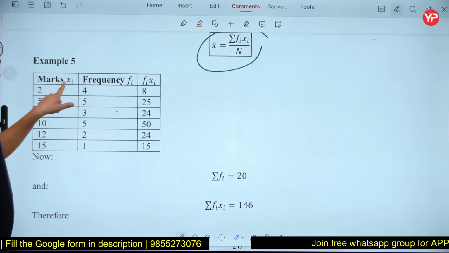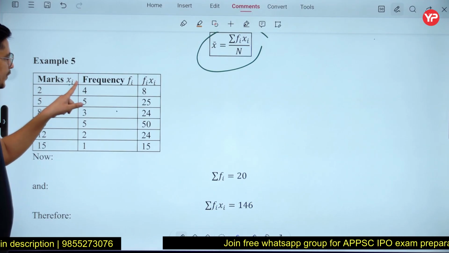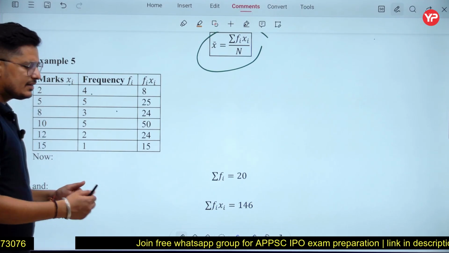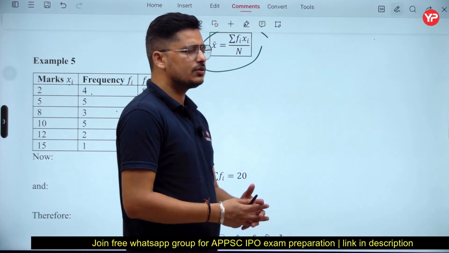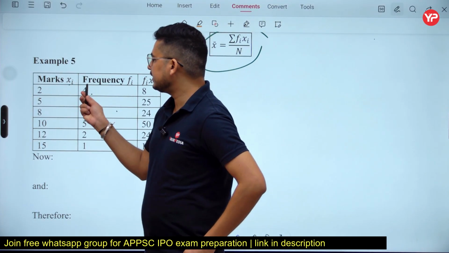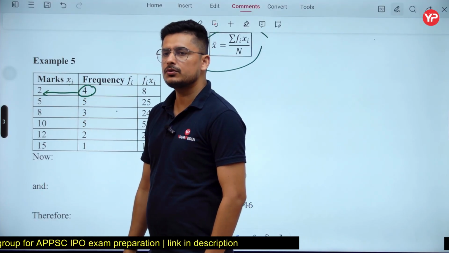So basically the marks obtained is xi. So xi means 2 marks is obtained, and the frequency means 4 students, like that. It is given data for a school or college, you can say. In that school there are 4 students whose marks are 2, right? Who are getting 2 marks, right?